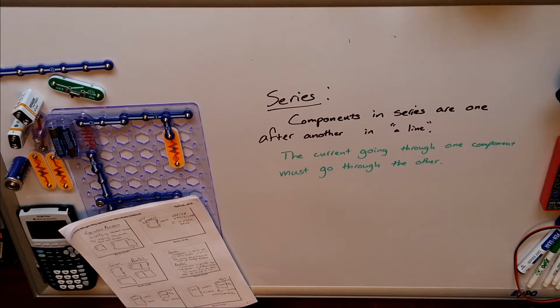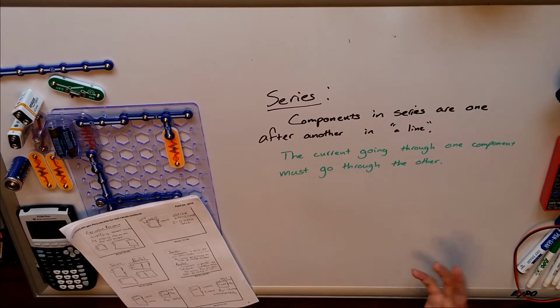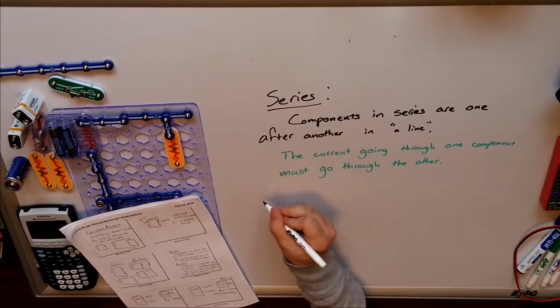Now, it doesn't mean that all the current must go through. We're going to see in some of the complex circuits we're going to start to work with, we're going to see complex combinations of series and parallel. But if the current that goes through one of the components goes through another, then those two are in series with one another. Now, that's in stark contrast to parallel.